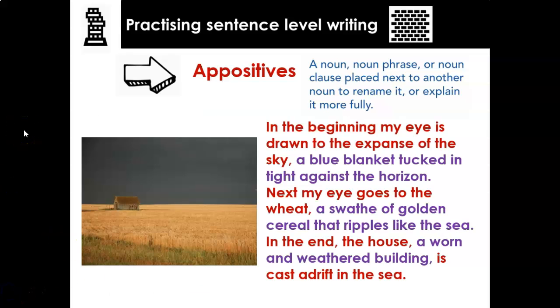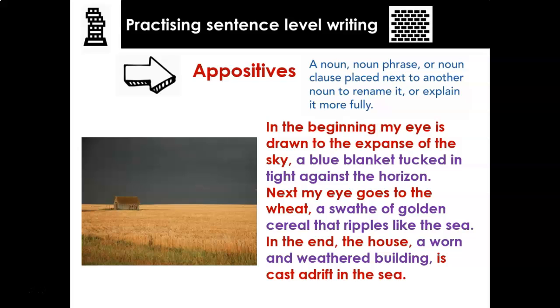Okay, here is an example. So if doing it like the table doesn't work for you, here's an example, okay? This is mine. I've gone from my 5 to my 3 sentences. I forgot about this example, but you might want to see it. So in the beginning, my eye is drawn to the expanse of the sky, a blue blanket tucked in tight against the horizon. Next, my eye goes to the wheat, a swathe of golden cereal that ripples like the sea. In the end, the house, a worn and weathered building, is cast adrift in the sea.